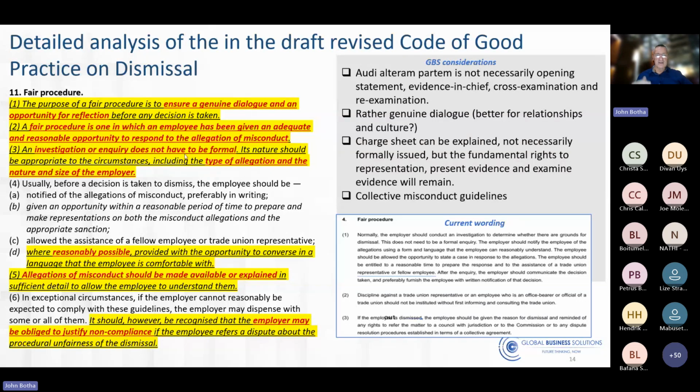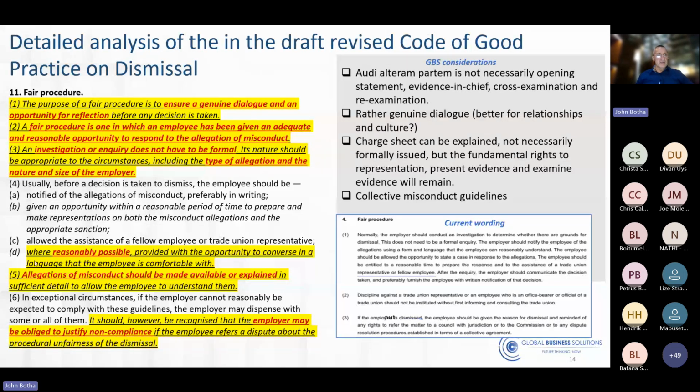And an investigation does not have to be formal. It must be appropriate to the circumstances, including the type of allegation and the nature and size of the employer. So I can already think in my mind of a number of options for you to amend your disciplinary code and procedure to build in a less formal, quicker, less onerous process, with fewer resources, less record keeping, smaller and more succinct findings of disciplinaries, where maybe not even recording it potentially.